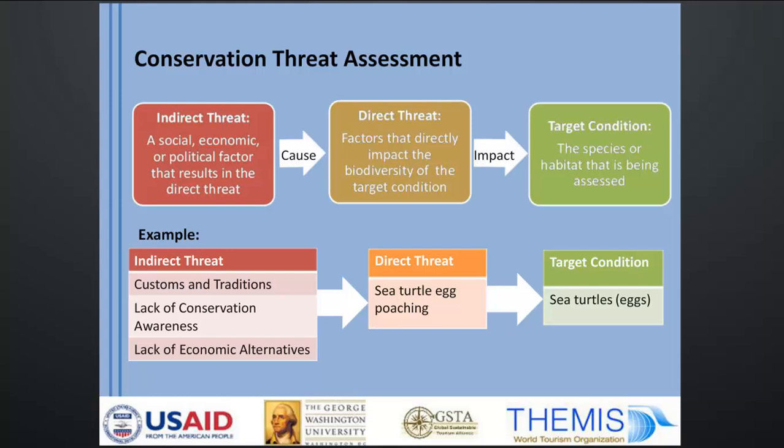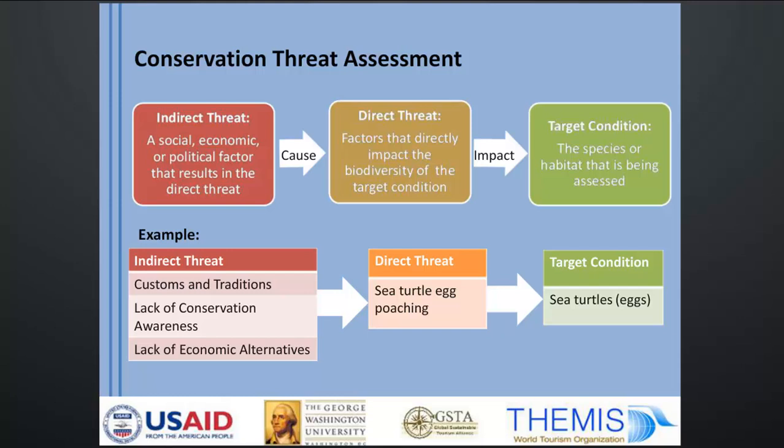The next step in the conservation threat assessment is to take one step removed from that and to look at those underlying conditions that result in that direct threat. And here we're really talking about indirect threats, which is a social, economic, political factor that results in the direct threat.